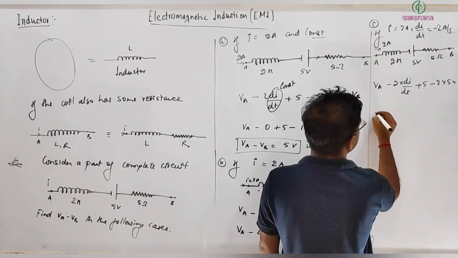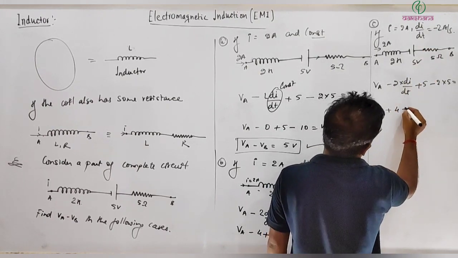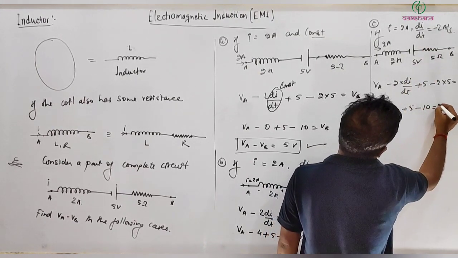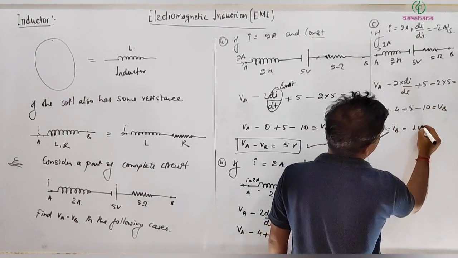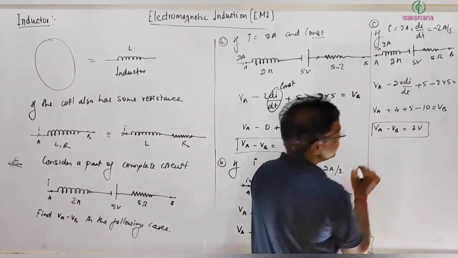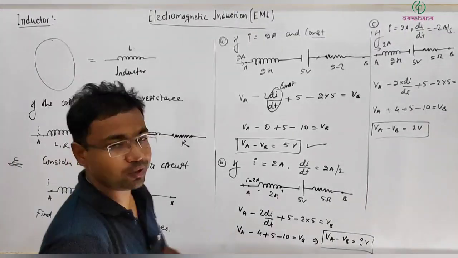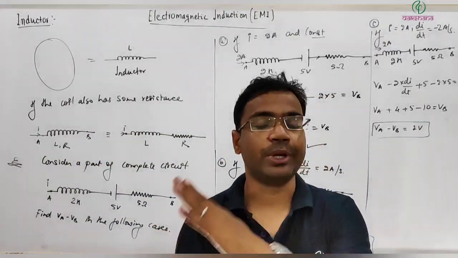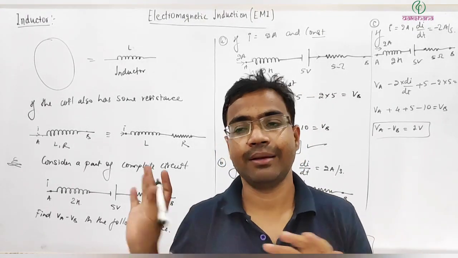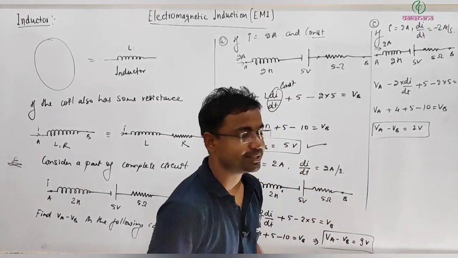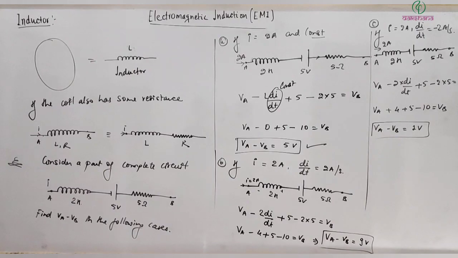Clear? And again, so this is VA. Now my di by dt is minus 2, it will be plus 4, plus 5 minus 10 equal to VB, and this comes out to VA minus VB is equal to only 1 volt. So in this manner we can deal with the problem having inductor also. I hope you understood when we need to take potential difference across the inductor, positive, negative, in which direction, that should be clear, and what is exactly inductor, and it's measured in Henry. Let's see more cases on it.